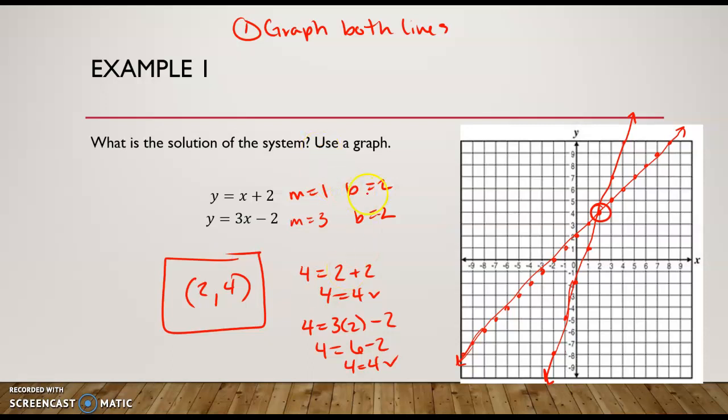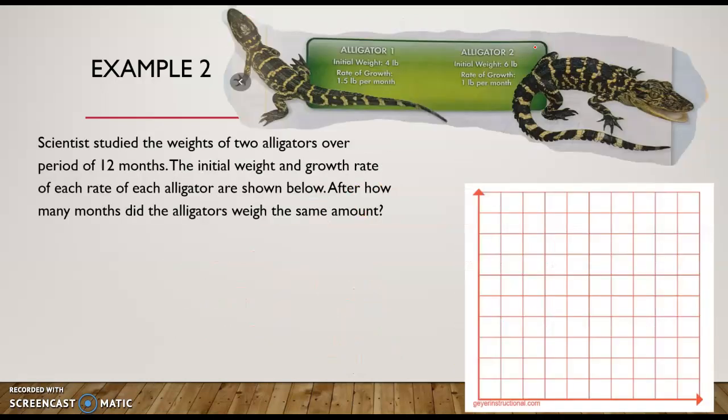So number 1, graph both lines. Part 2 would be to find where they cross. All right, on to the next.